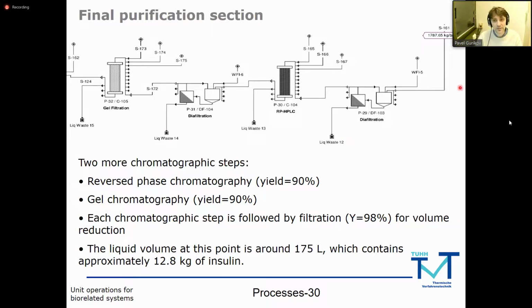And after two purification units and two diafiltrations, we have a reduction in volume by a factor of 10. Now we have approximately 880 liters and approximately 13 kilograms of insulin. Filtration, as we discussed many times, is quite efficient. We don't lose product. We actually lose water and low molecular weight compounds. The product remains inside the liquid phase, and the yield is usually quite high.